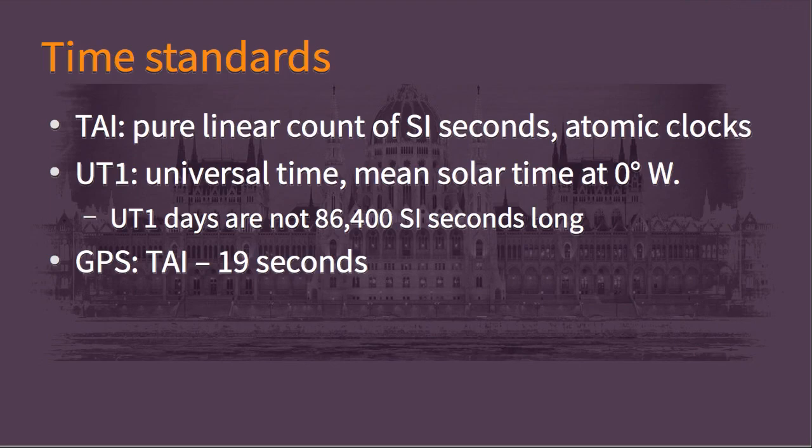There is also a time standard called Universal Time, which is based on observations of the sun's position relative to the Earth at 0 degrees longitude, which is the prime meridian. And those days, because they're based on where the Earth is relative to the sun, are not 86,400 SI seconds long. They will be different lengths of time. There is another time standard called the GPS time standard. Like TAI, it is based on atomic clocks, but it is 19 seconds off of TAI.